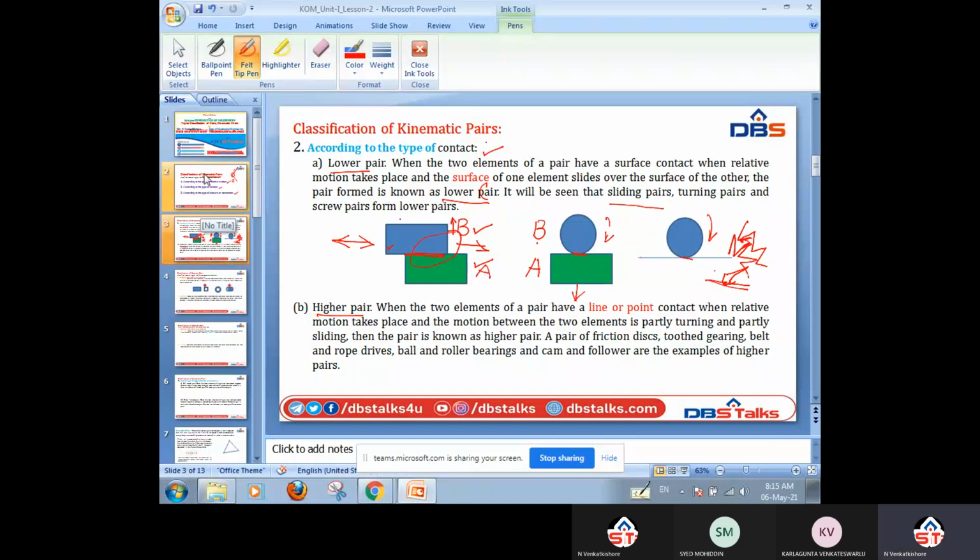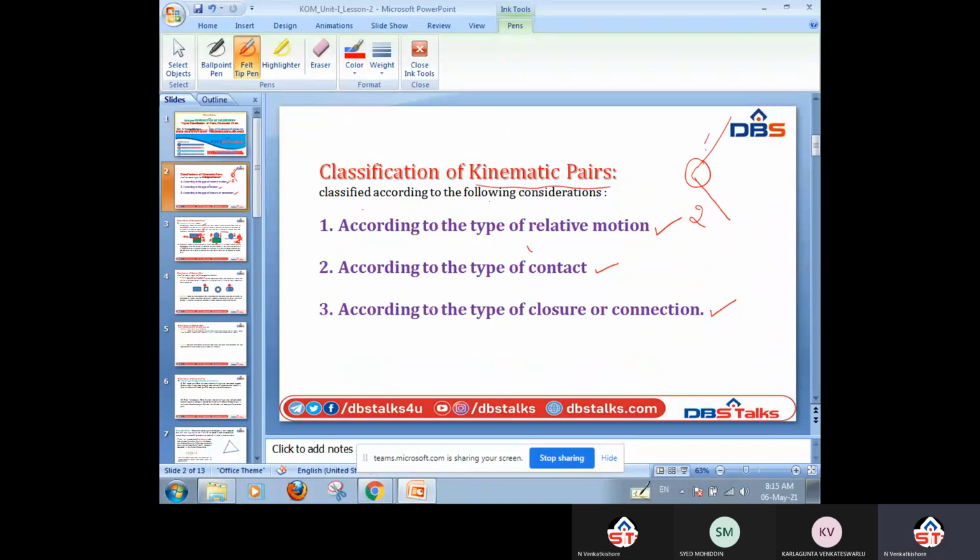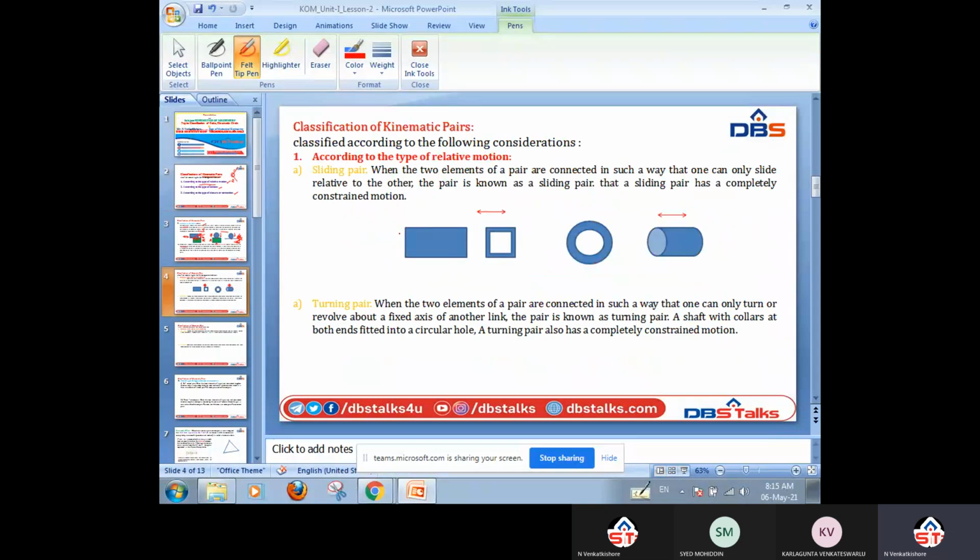Then the next one is according to the relative motion. What is the relative motion? Previously we discussed constraints: completely constrained, incompletely constrained, successfully constrained. So here also the contact is there. One is according to the type of relative motion between them. In the last class we discussed the completely constrained. Then what is meant by completely constrained?